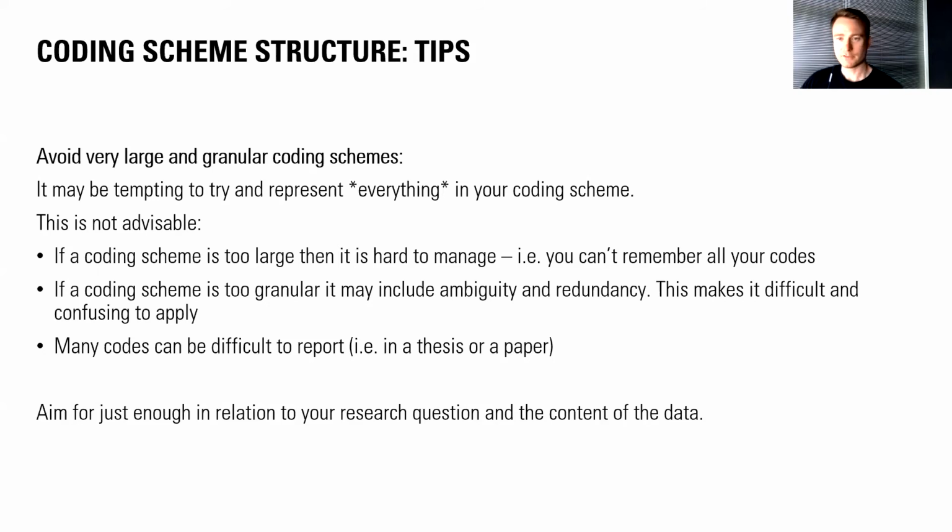The last point here is that having many codes can just be really difficult to report and write about. Eventually we're turning this data into a thesis or a paper, and we're very much restricted to an A4 piece of paper. If you have hundreds of codes, trying to explain all those to someone can be extremely challenging. So it's better to get those down to something more manageable that you can explain effectively. Aim for just enough in relation to your research question and the content area. We want to describe everything to a good level of detail, but also have a nice, concise and agile coding scheme that we can apply easily.